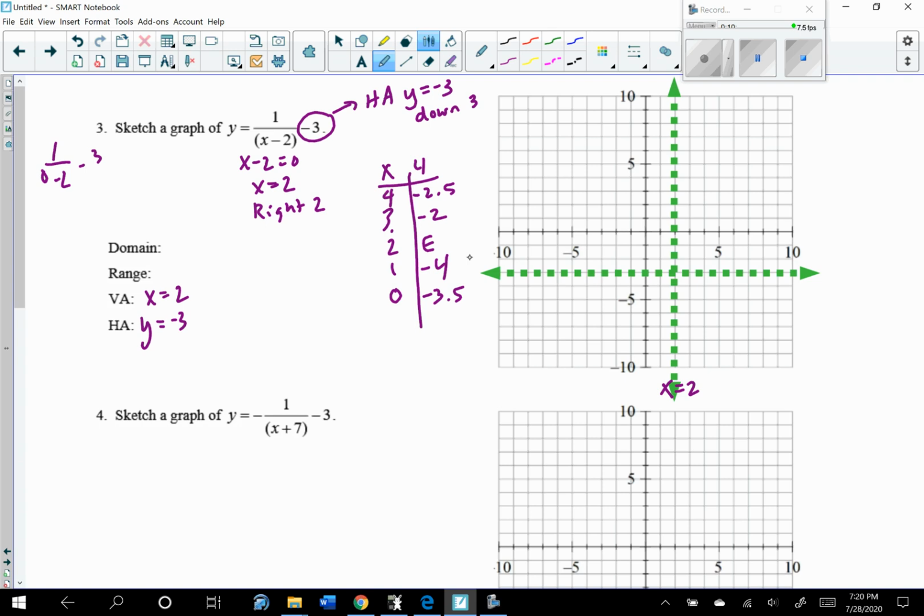So on my graph, I have the point 1, negative 4, and 2, 3, 4. Now I know it's going to be in this lower region because we're not supposed to cross over these asymptotes, so I don't really need to plot the other points, but I'm going to since I already have them. So we have 0, negative 3 halves, and then you follow your asymptotes. And same thing over here. I have the point 3, negative 2, and 4, negative 2.5. And then we follow our asymptotes.